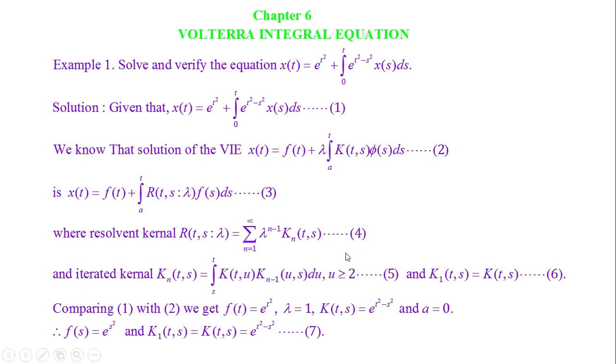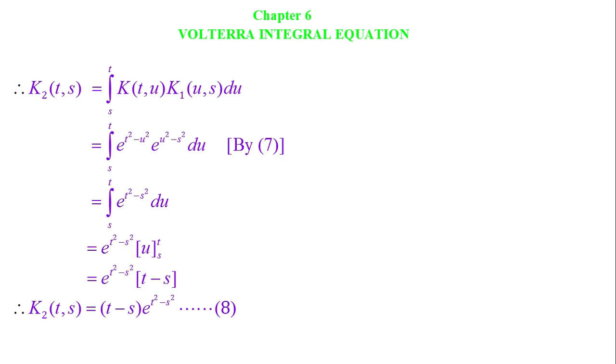in the previous pages. You will find K(t, s) is equal to e to the power t square minus s square. If I put u in place of t, then the exponent will be u square minus s square. So I write down e to the power u square minus s square du. But e to the power something into e to the power something, so we can add all of the exponents, and we'll find e to the power t square minus s square, because minus u square and plus u square cancel each other. The remaining part is t square minus s square, and I put it here.